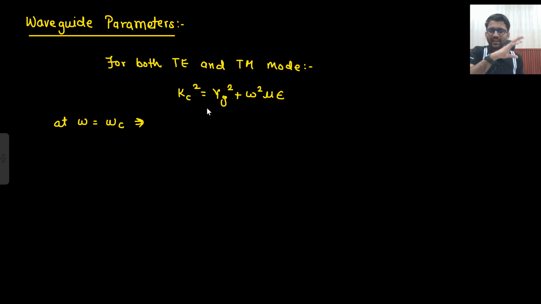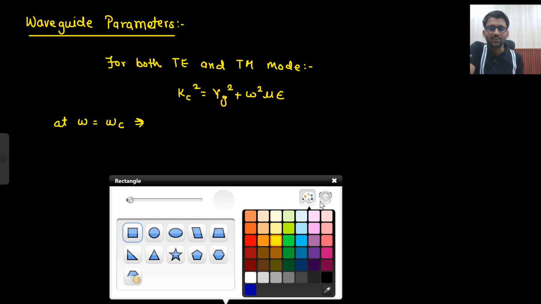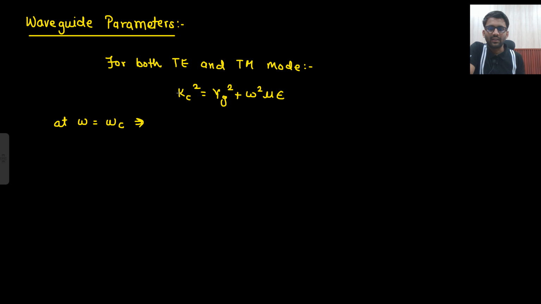So waveguide parameters are very easy. It is similar to our rectangular waveguide only, right? So let's start. This equation we already know. This equation is highly used everywhere, and I asked you to remember this one as well: Kc square is equals to gamma g square plus omega square mu epsilon, right?